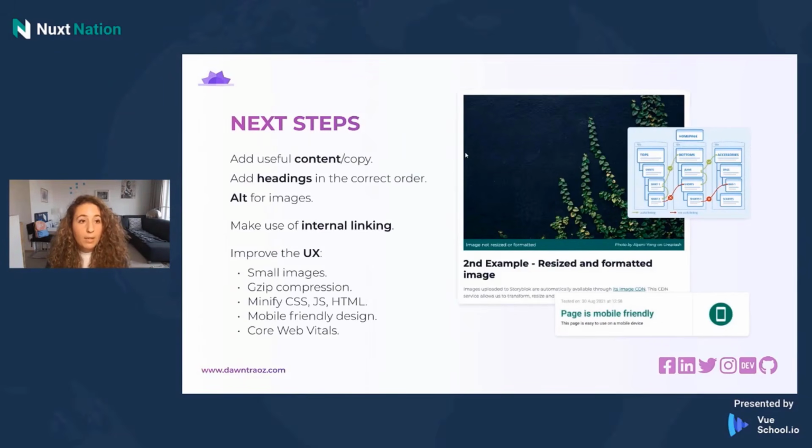And basically that's it. But obviously, for SEO, you need to keep improving it over your creation of content. So just keep in mind that you need to add useful content to your site, not content just for the sake of adding content. You need to create content that matters to people. Also add headings in the correct order as we saw before, alt text for images, and also make use of internal linking because it's important to have the breadcrumbs so people don't get lost in your site.